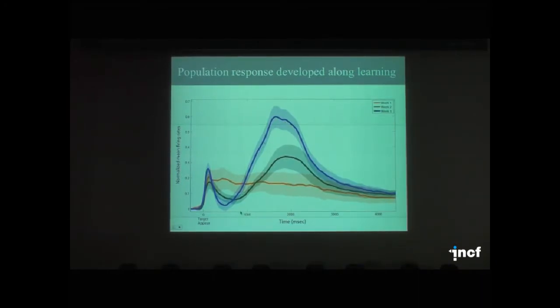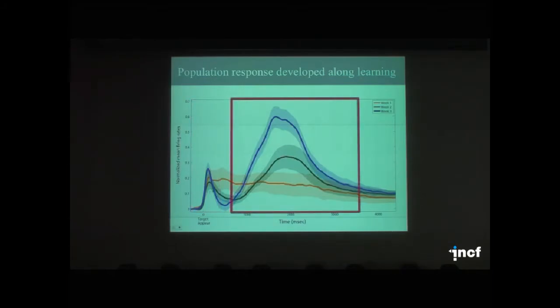Now you can see that this response has 2 phases. The first phase, which is locked to the target appearance, reflects information about the target. There's that auditory cue and the visual cue. And you can see that this response doesn't change over learning.